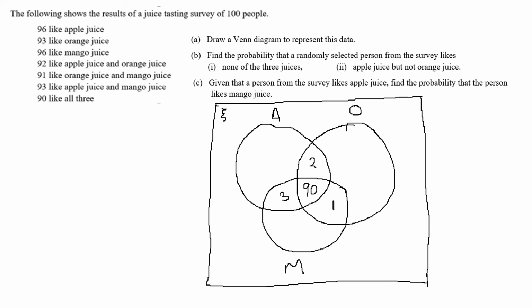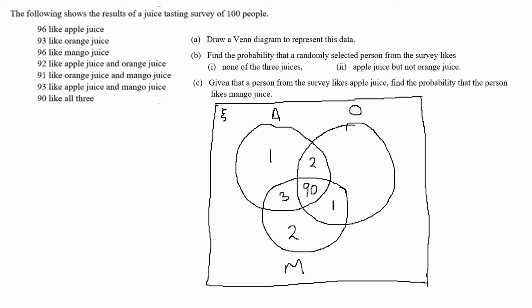Now we're going into individual juices, so 96 people altogether like mango juice. We've already got 94 in the mango juice circle, so we're just going to put another 2 there. 93 like orange juice, we've already got 93 there, so we don't need to put anybody else in that orange juice circle. And 96 like apple, so we've got 90, 92, 95 that like apple juice, 96 altogether, so let's put another 1 person in there.